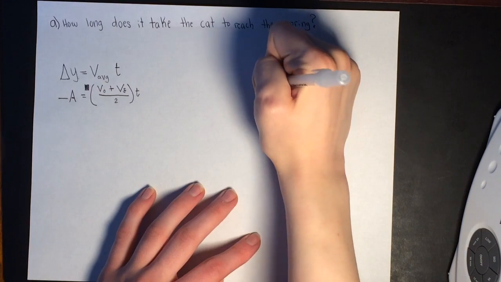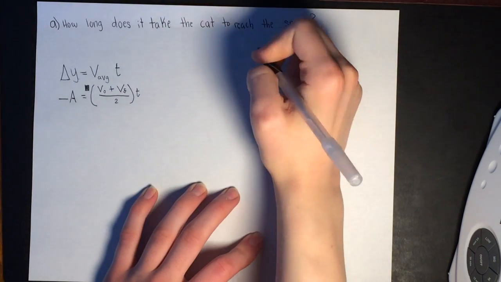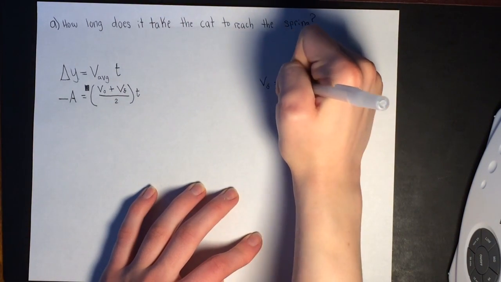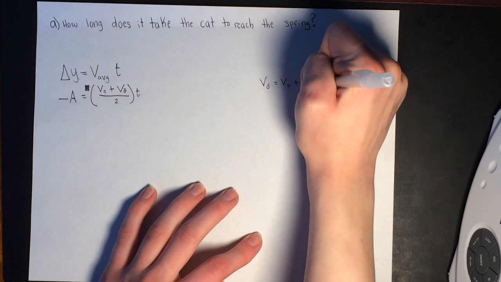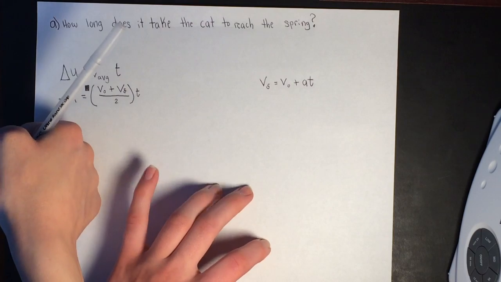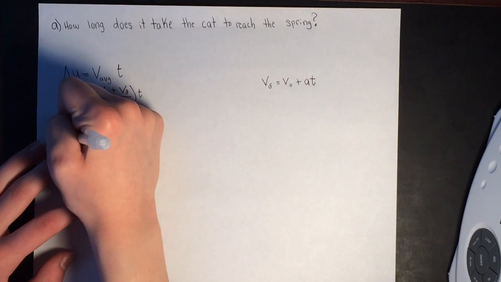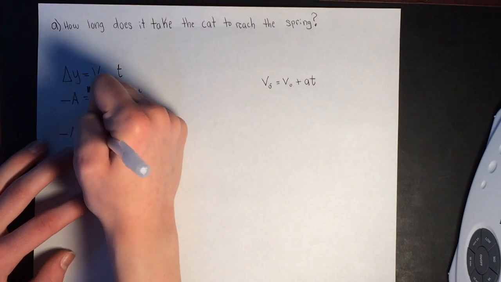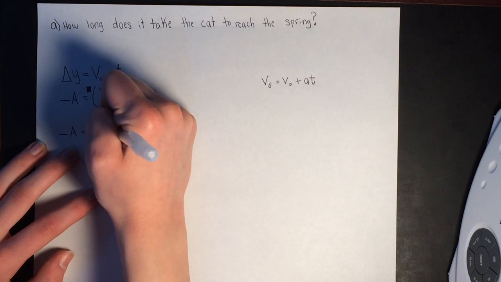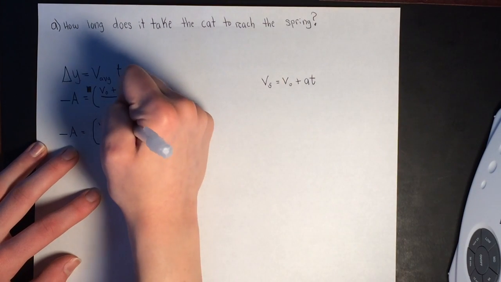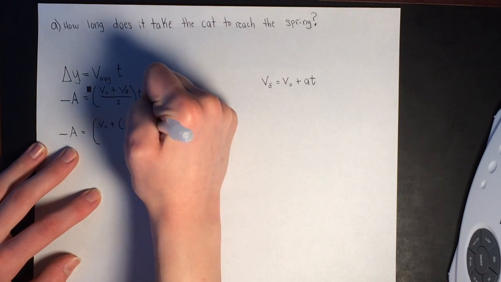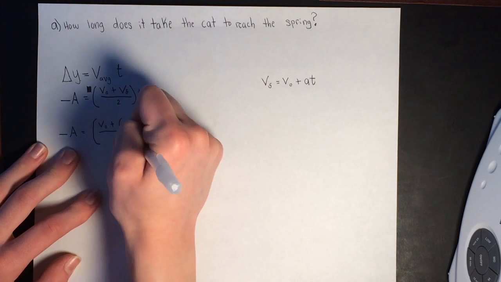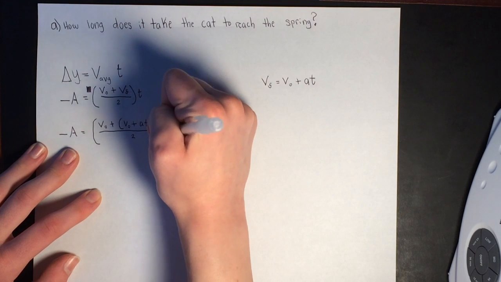And then the final velocity will be equal to the initial velocity plus the acceleration times the time. So we can plug that in here and get negative A equals v0 plus v final, which is v0 plus at, all that divided by 2 times t.